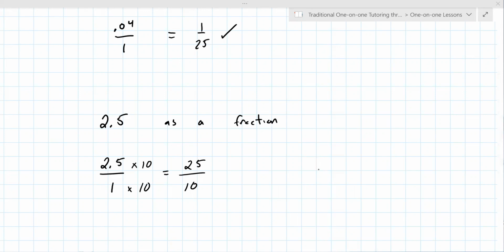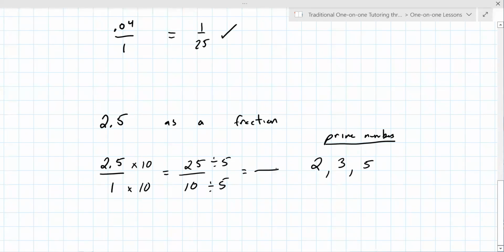So you always start with 2. Does 2 go into both the top and the bottom? No. How about 3? No. So the next number is 5, and these are prime numbers, by the way. That's how I'm picking them. We'll talk about that more. Does 5 go into the top and the bottom? Yeah. Okay, so we divide.